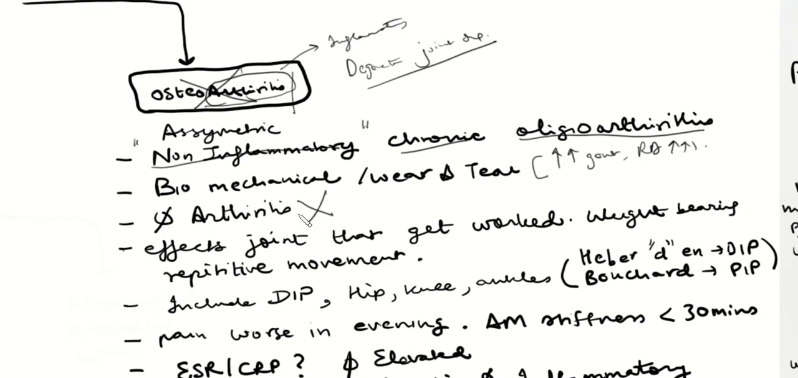Would you have systemic constitutional inflammatory symptoms such as fever? No, you wouldn't. What about ESR and CRP if you get that drawn? It's going to be normal. What about if you aspirate the joint fluid? What are you going to see? Nothing. It's going to be normal. Not septic and not inflammatory.